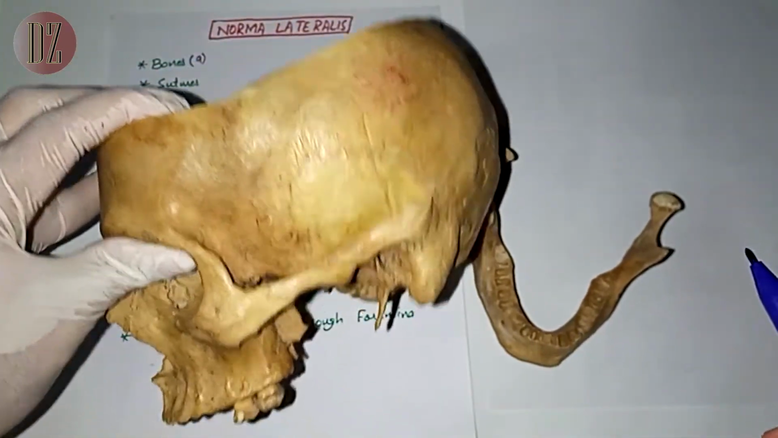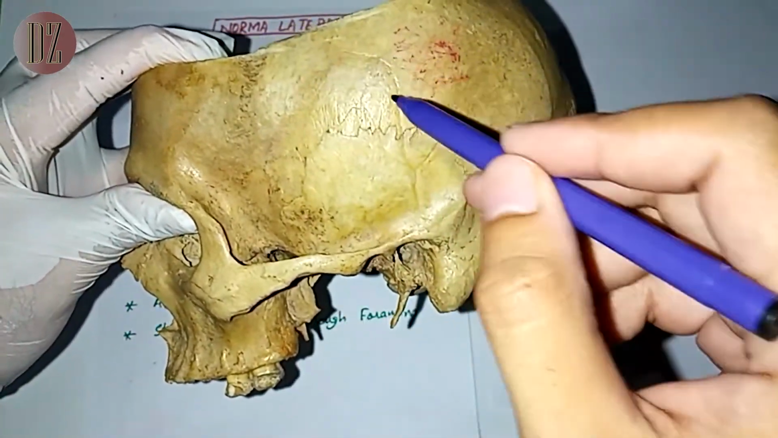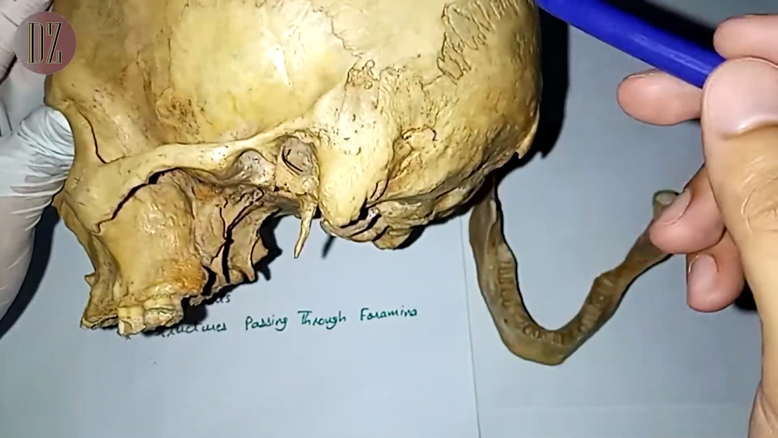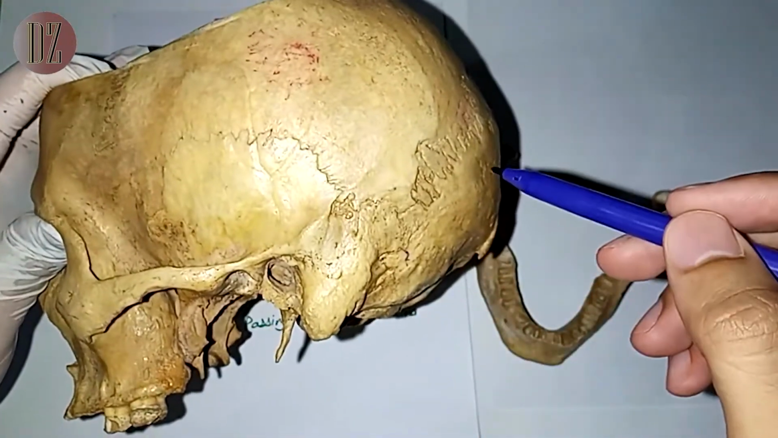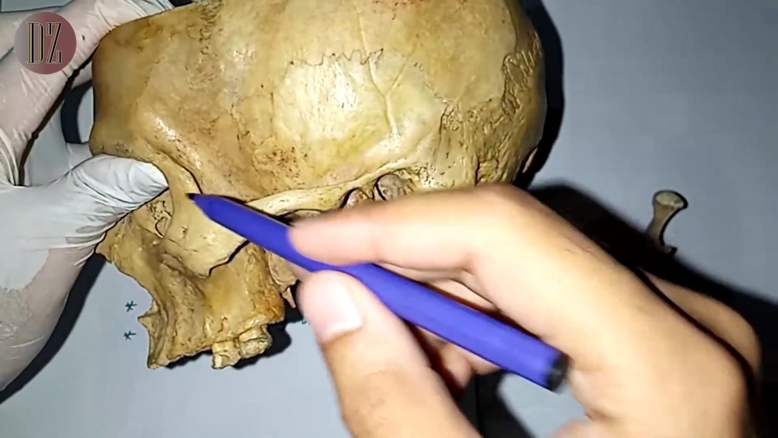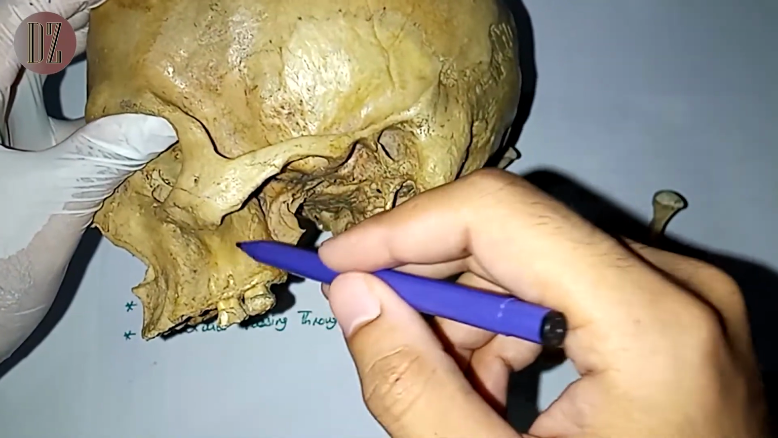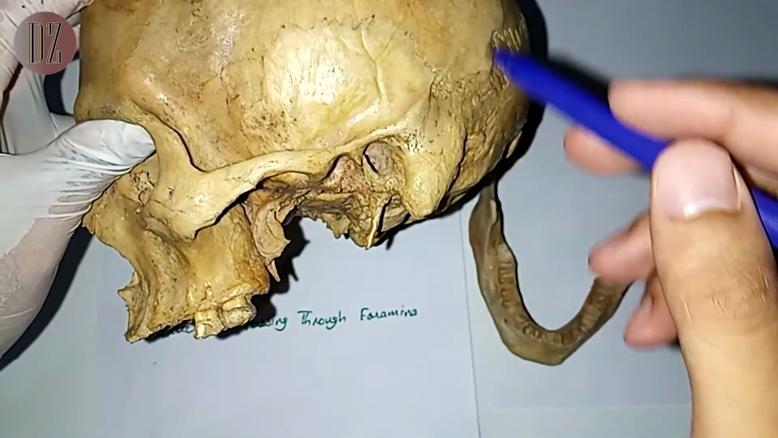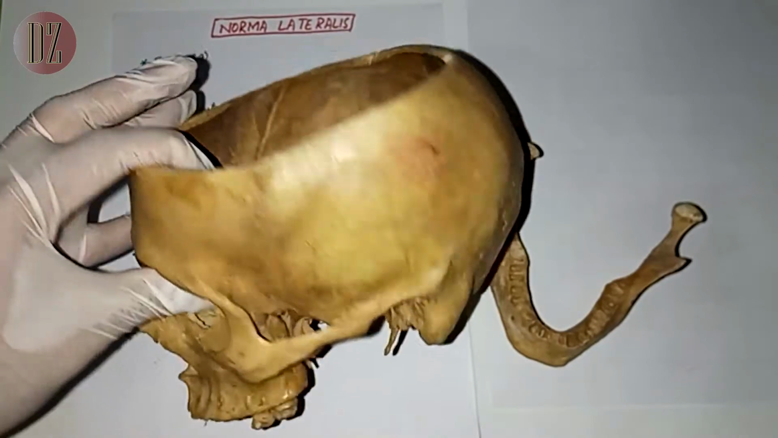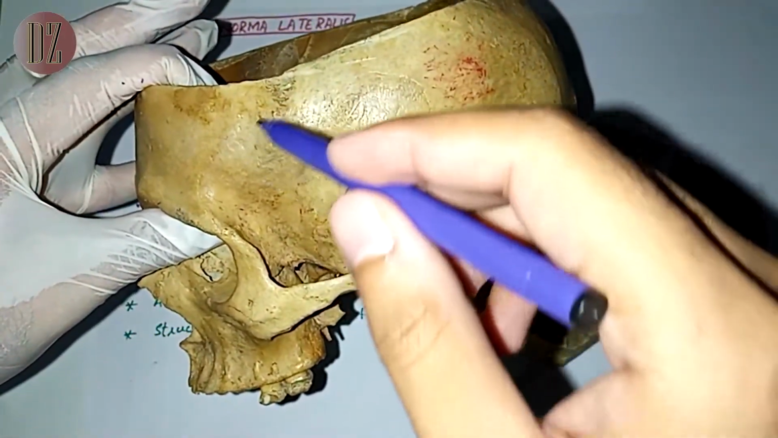First of all, we will see the bones. This is the frontal bone, this is the parietal bone, this is the temporal bone, this is the occipital bone, this is the mastoid part of the temporal bone, this is the zygomatic bone, and this is the maxilla. These bones take part in forming the norma lateralis. And then we will see the sutures which are present in this norma.